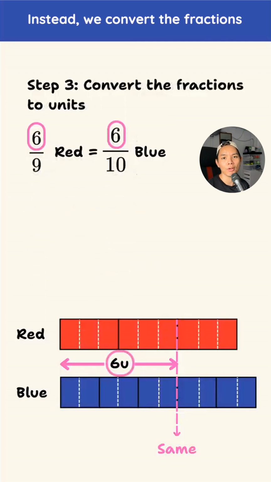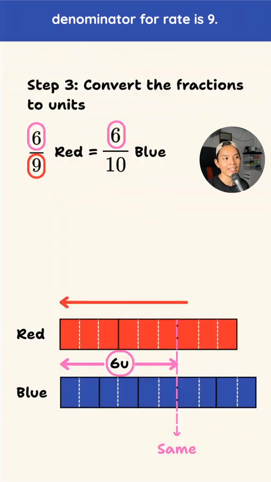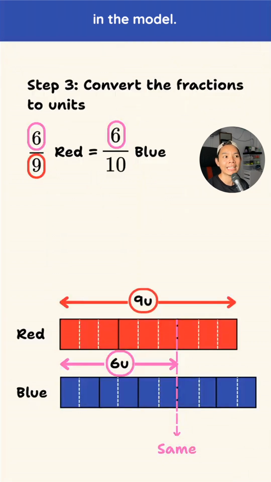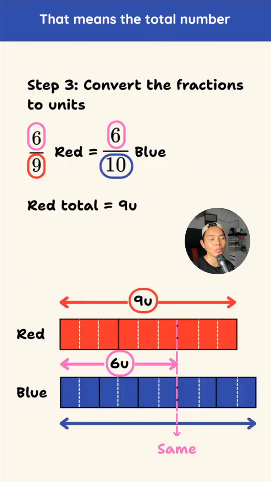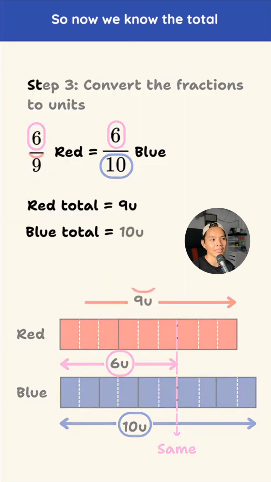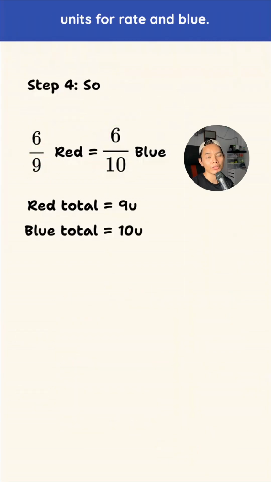In step 3, we convert the fractions to units. So you see that the denominator for red is 9. It is also the total number of units for red in the model. So the red total number of units is 9 units. Same goes for the blue. The denominator says 10. That means the total number of units for blue is 10 units. So now we know the total units for red and blue.